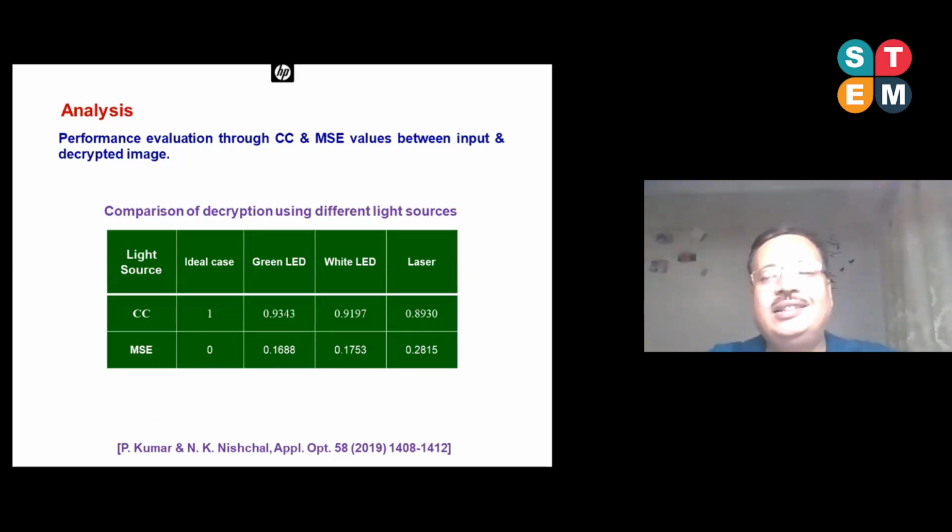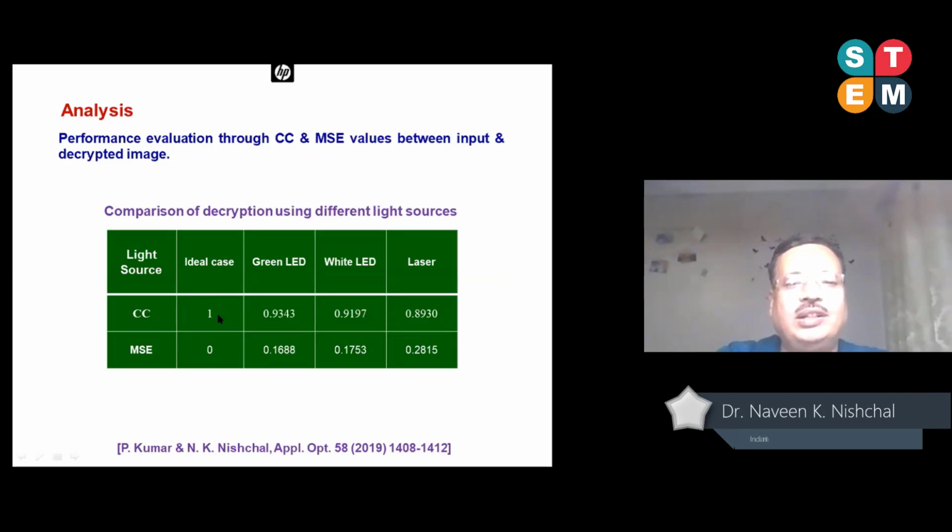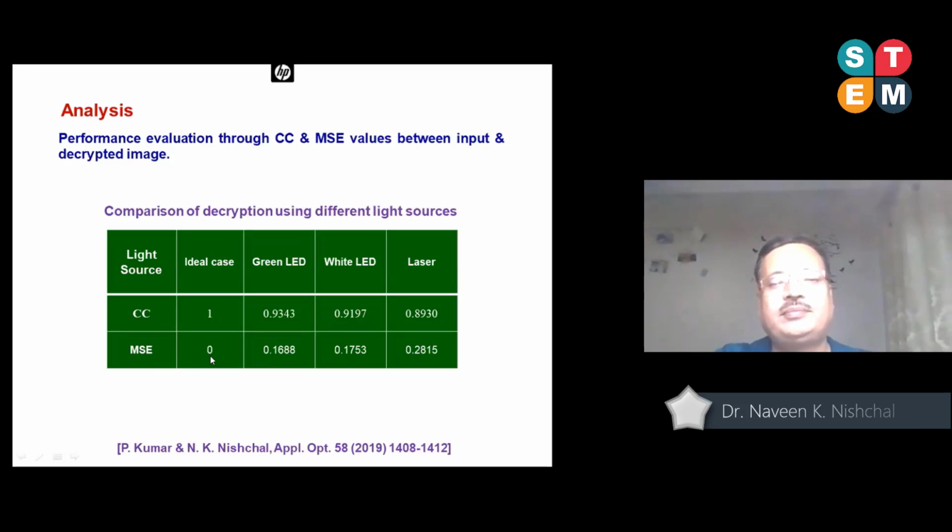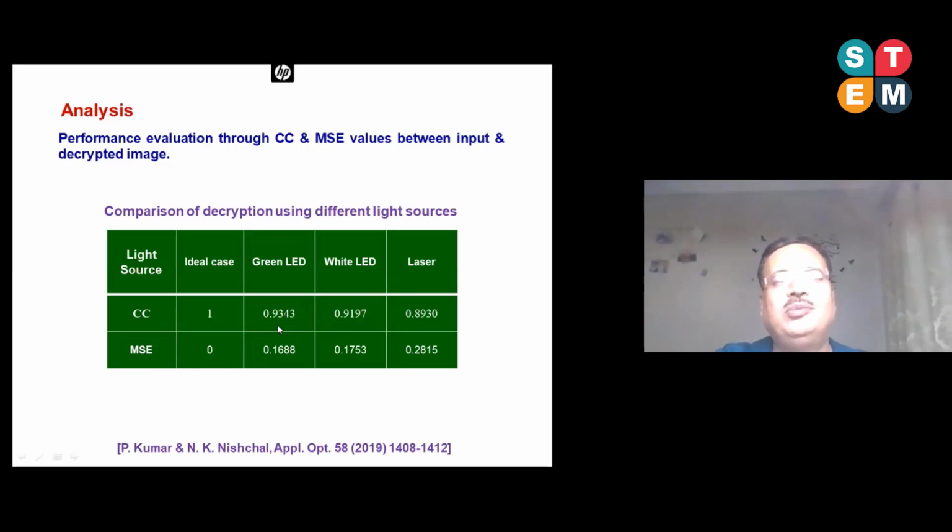So we have done the analysis also, and we have shown the comparative results with the light source, the cross correlation values and the mean square error. In the ideal case, cross correlation should be 1 and mean square error should be 0. For the green LED, the value was 0.93, MSE was 0.16. For white LED, it was 0.91, and MSE was 0.17. Laser, it was 0.89, and MSE was 0.28.